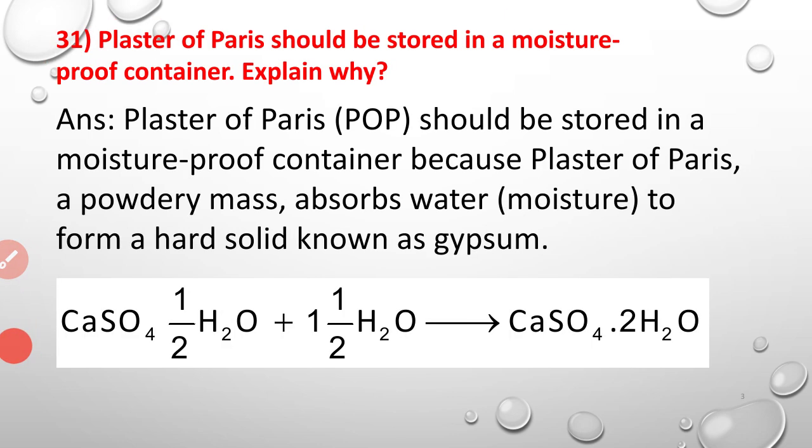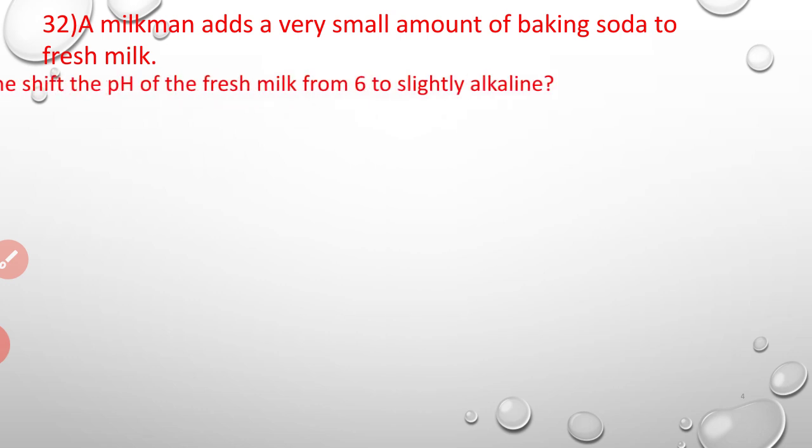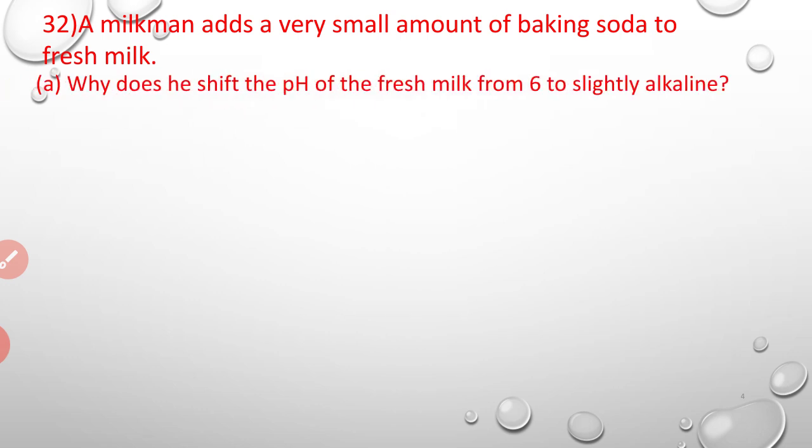The next one, a milkman adds a very small amount of baking soda to fresh milk. Why does he shift the pH of the fresh milk from 6 to slightly alkaline? See here the question is, a milkman adds baking soda to milk. Usually baking soda is a basic salt. So why does he shift the pH of the fresh milk from 6 to slightly alkaline?